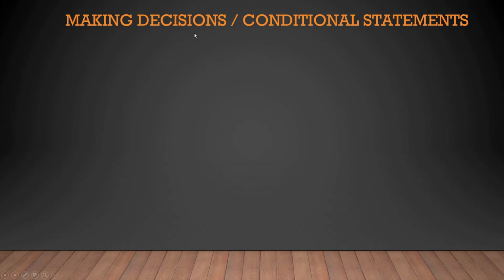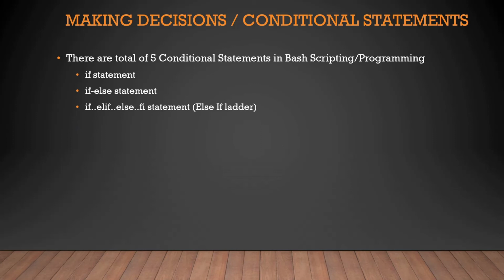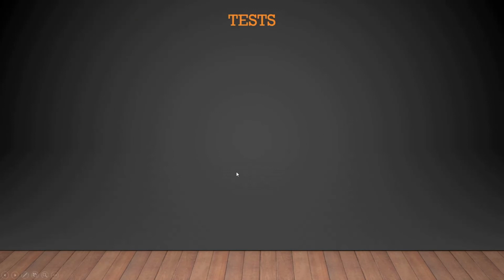Now, making decisions or conditional statements. There are a total of 5 conditional statements in bash scripting or bash programming: if statement, if else statement, if elif else fi statement, which is called the else if ladder, nested if, and the switch statement, which is the fifth. So I'll explain each of them by syntax one by one. Let's dive right into it.